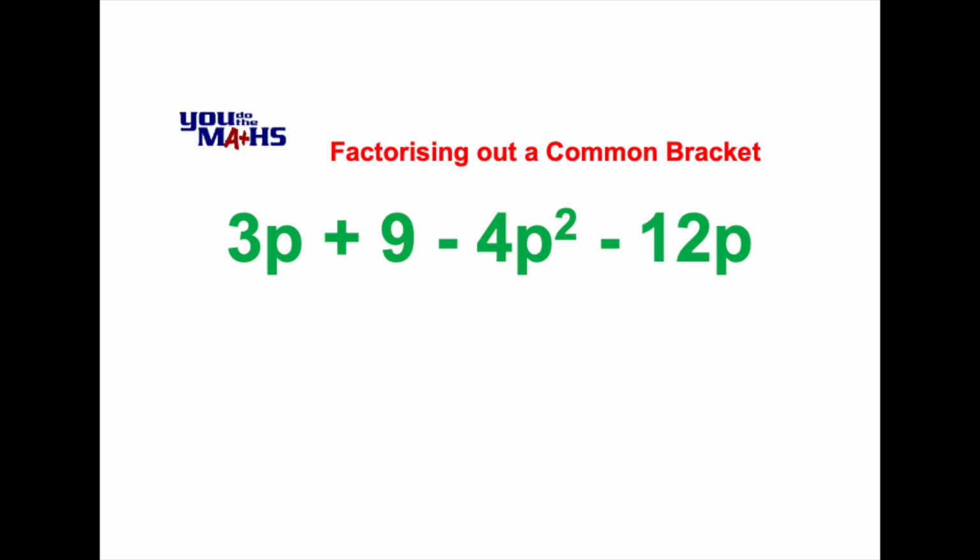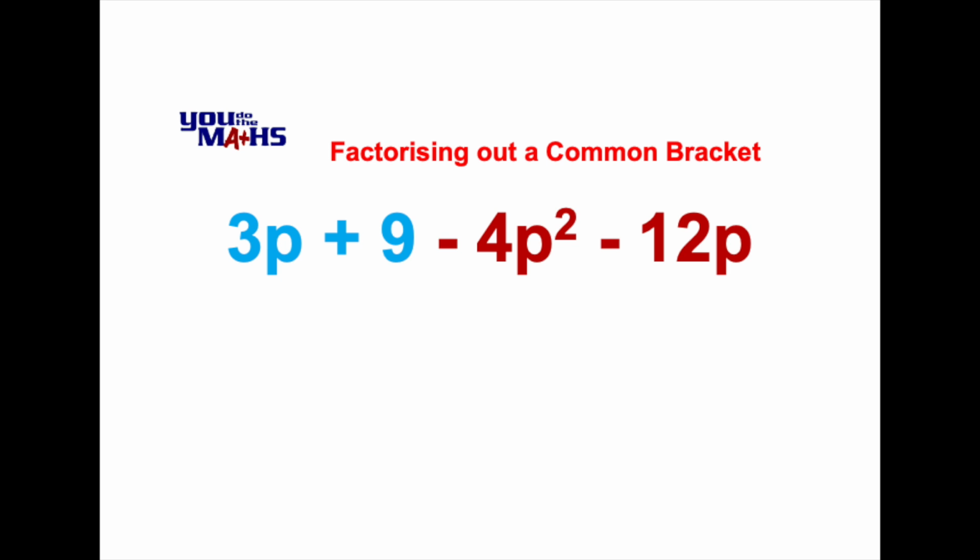factors. If we look at this expression in green, there is nothing that's common between all of the terms that we can actually factorise out. But what we can do is we can group the terms. So we'll have a look at the first two terms, 3p plus 9, and we'll also separately look at the negative 4p squared minus 12p.